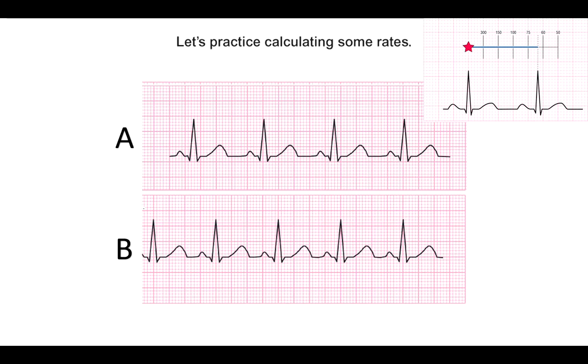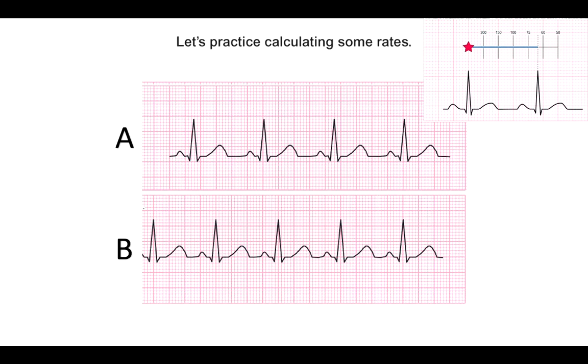And let me put the figure from the previous slide up here as well. So this will kind of help you. If you're looking at panel A, I want you to find an R wave that sits as close to one of the dark lines as possible. And then I want you to count over 300, 150, 100, 75, 60, and identify when the next R wave occurred. I want you to do the same thing for panel B. You can pause the video here, and then we'll go into some of our answers.